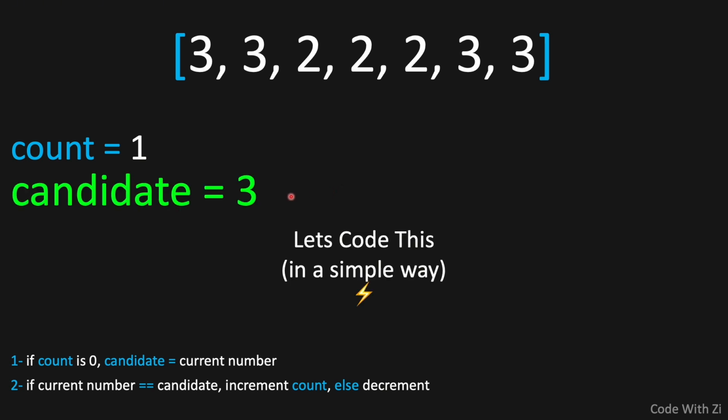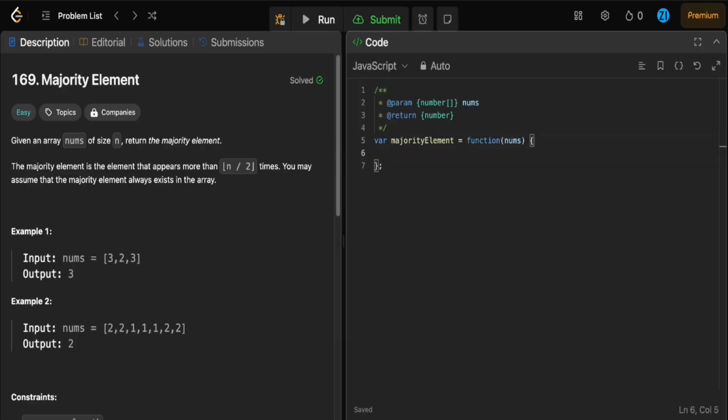Now let's code this in the simplest way possible. Alrighty, let's code this together. So the first thing that we need to have is going to be our count variable, just like we saw in the slides, and this is going to be initialized to 0. And then below this, we're going to have our simple candidate variable, and that's going to be initialized to null in the beginning. And then we're going to have our for loop, so we can actually loop through our numbers.